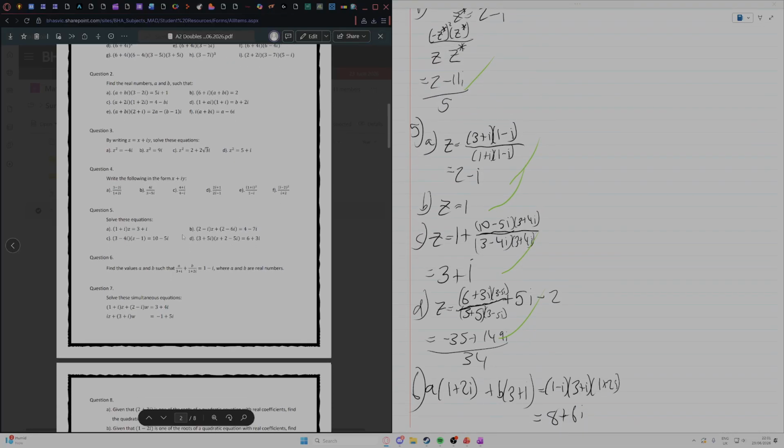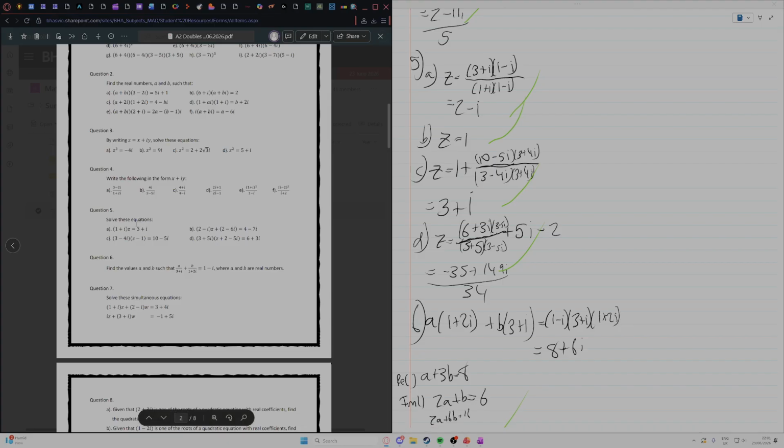All right, question 5. You're trying to find these complex numbers. So just isolate z. So here, just divide and then rationalize. Here, for b, you can kind of just tell that z equals 1, because when you set z equal to 1, that happens.